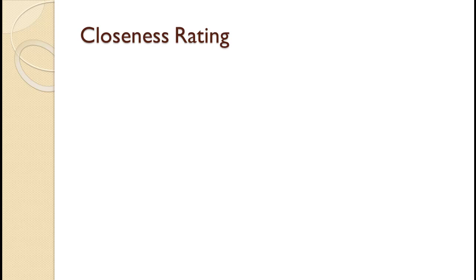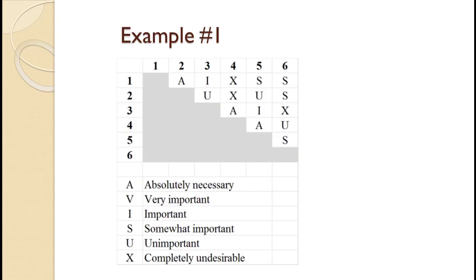In this tutorial, we will see how to locate departments within a facility based on a mutter grid. This is a grid of how important or unimportant it is for departments to be close to one another. The screen shows the mutter grid for example number 1.